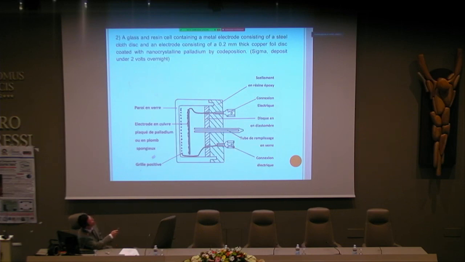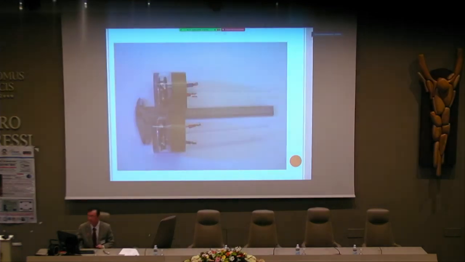It is a mesh of steel, a resin seal, and a tube for vacuuming and to put hydrogen inside. With this device, I observe a tension, a voltage. And I also made a dummy device with a bronze mesh and an electrode of spongious lead.